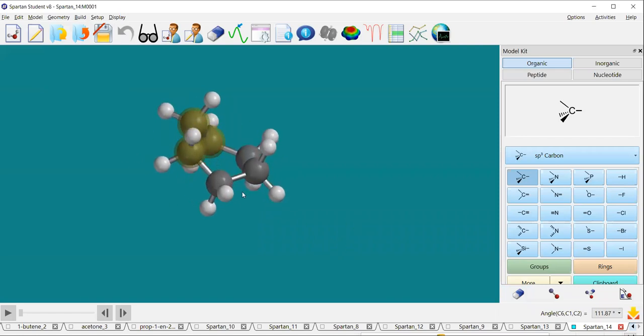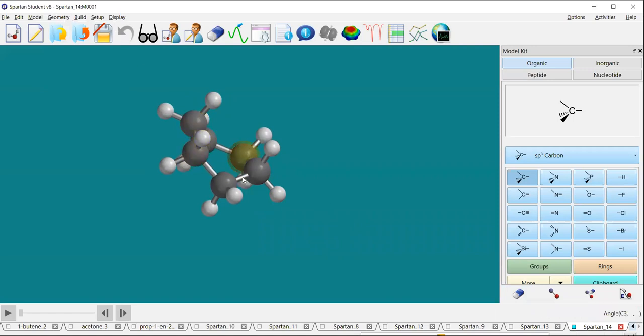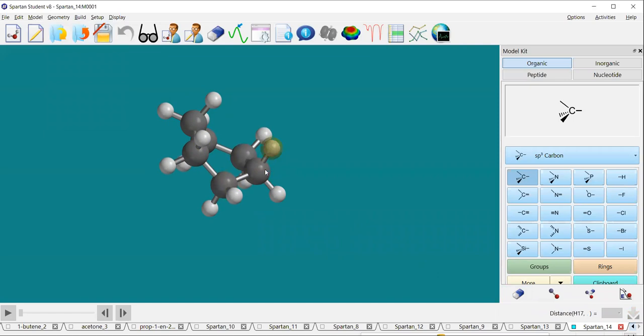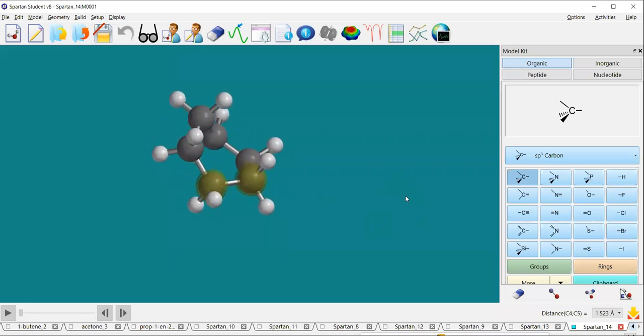Now I will do the same with peak number 2. I will start with the angle. It's going to be the same. And then I'll measure distances. Hydrogen and carbon, 1.097. And then finally, carbon and carbon, 1.523 angstroms.